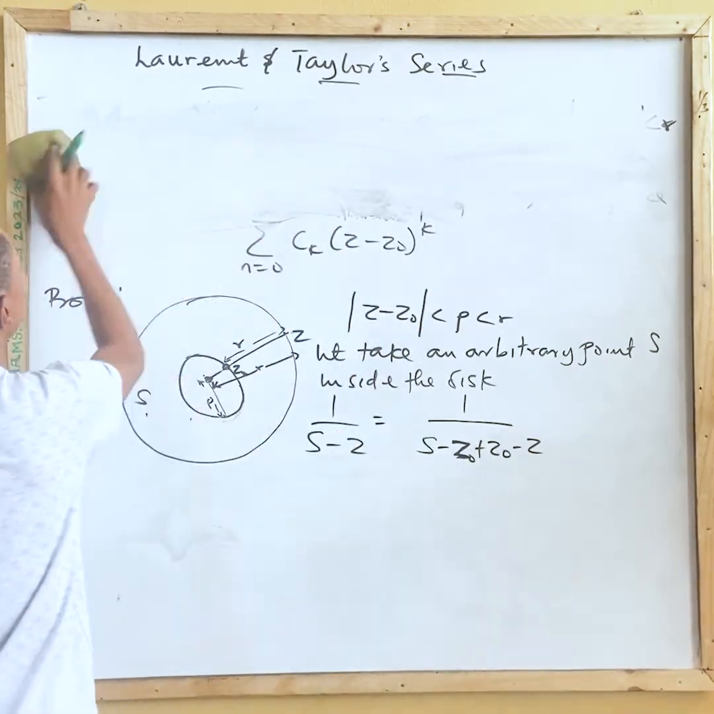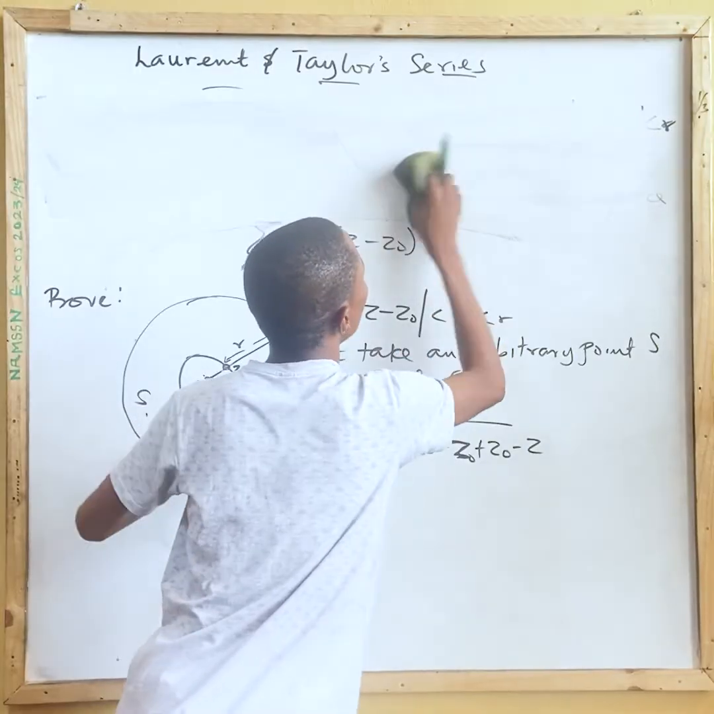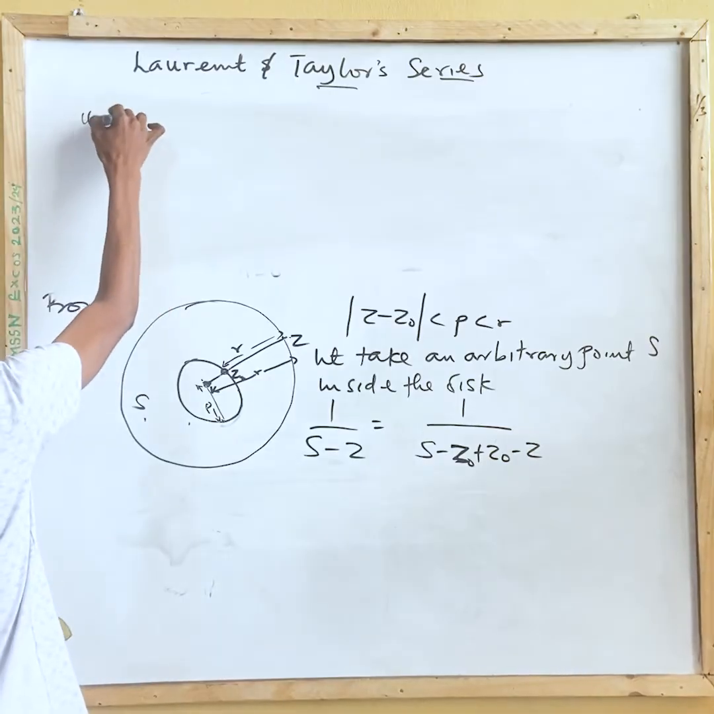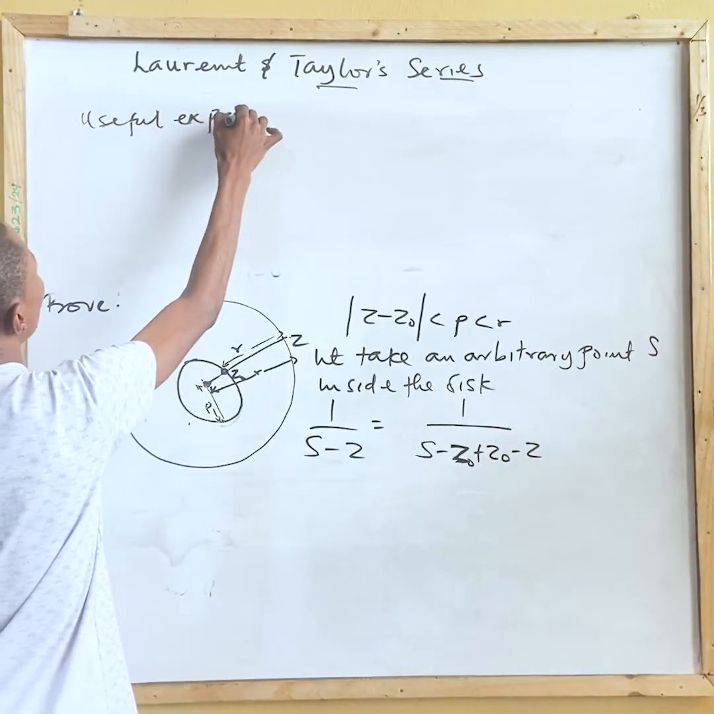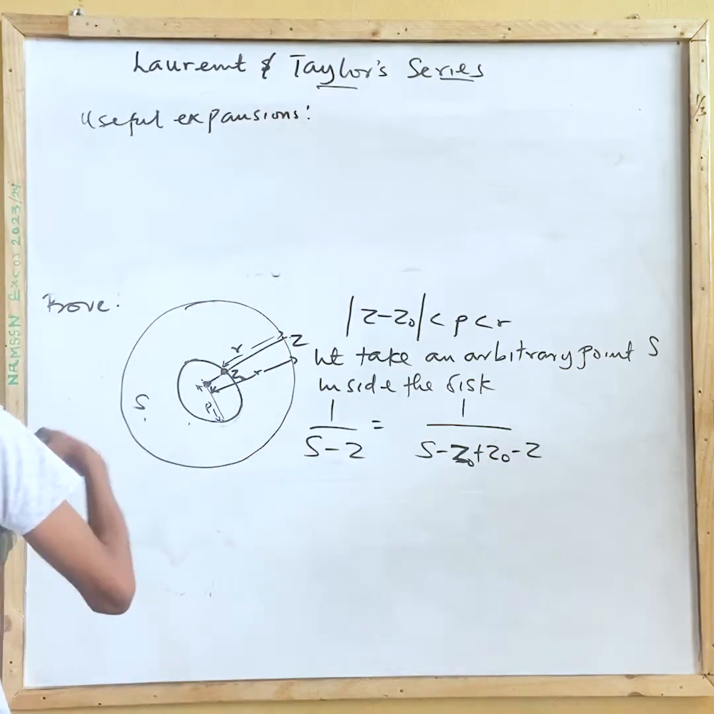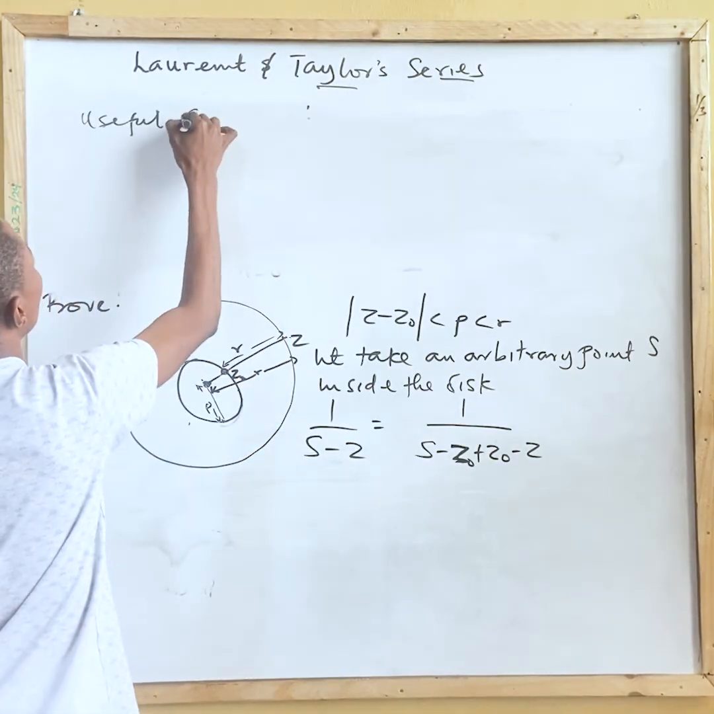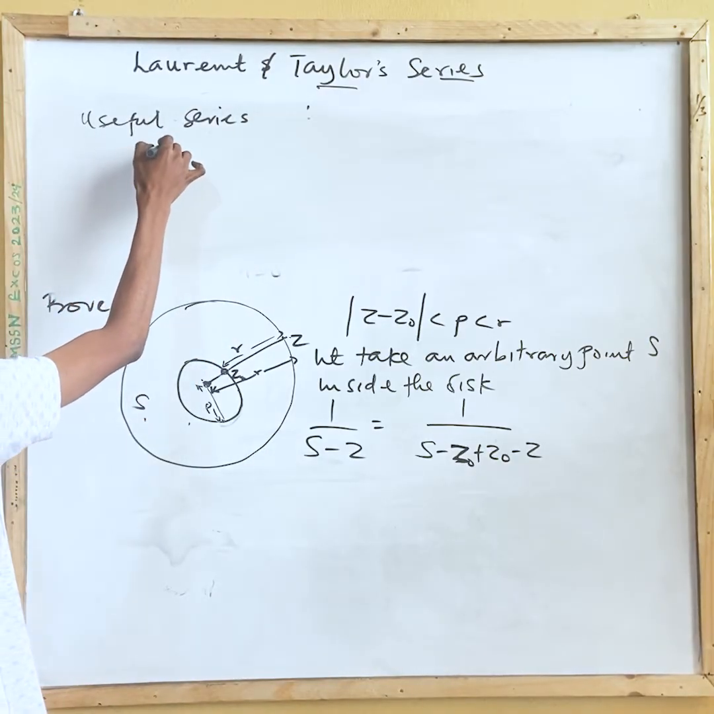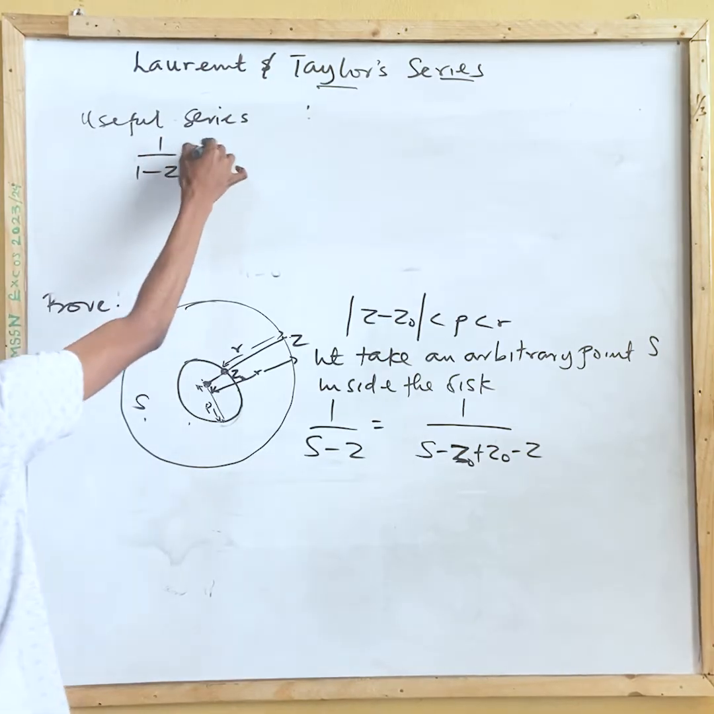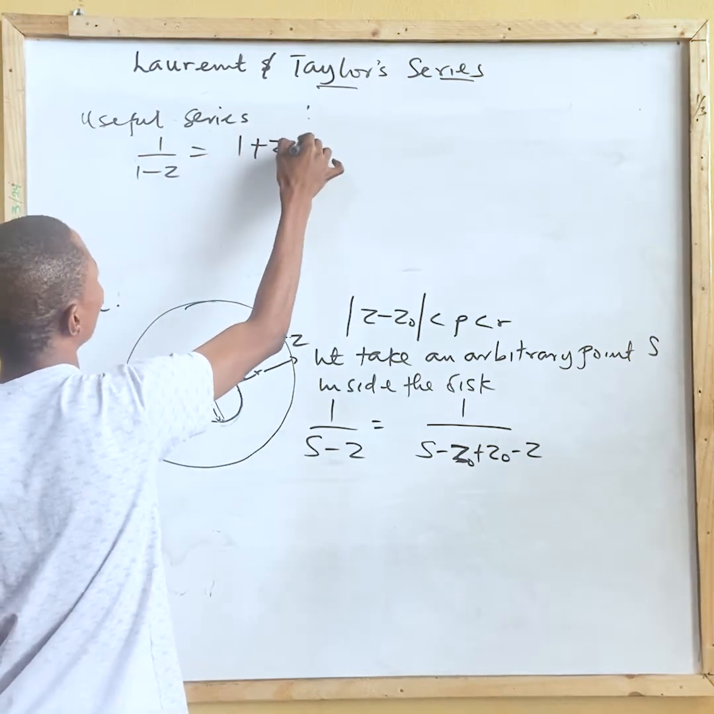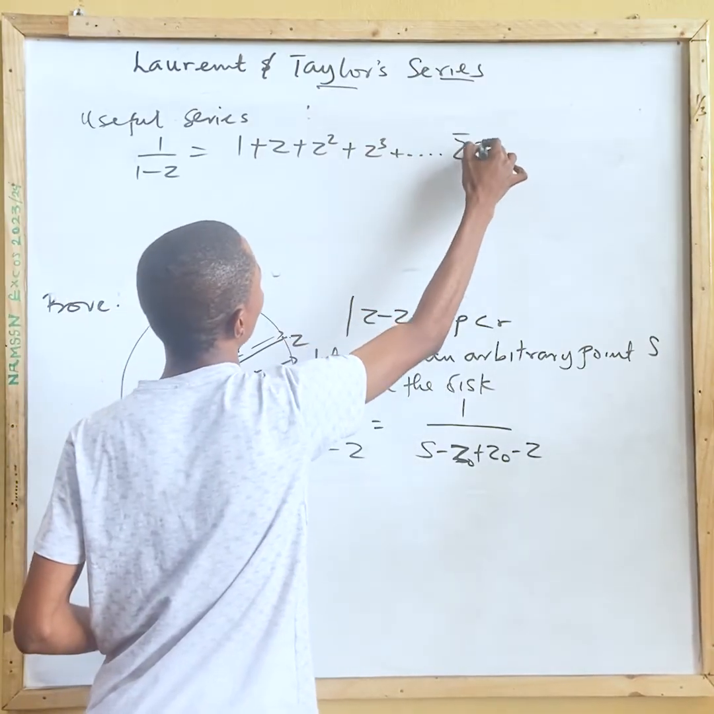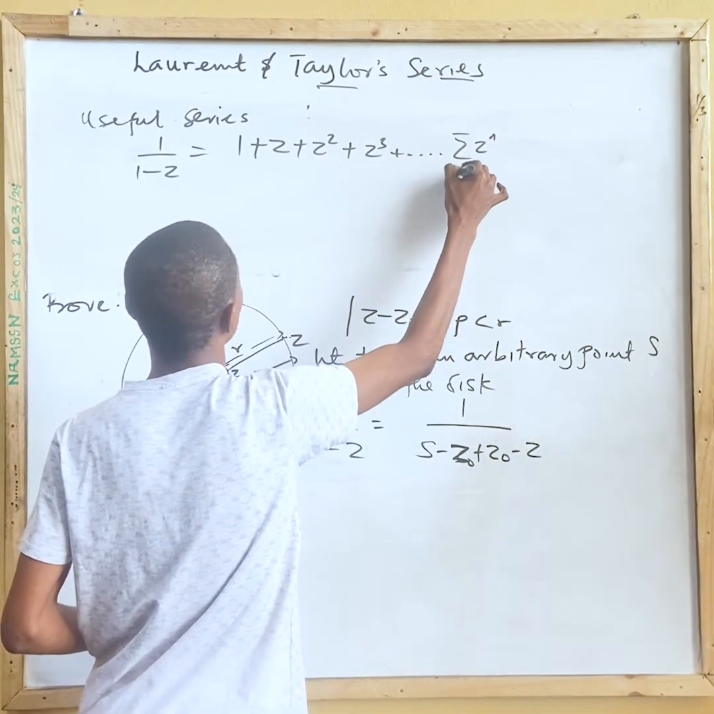Just put down at the back of the notes useful expansion, or let's say useful series. Anytime we see 1 minus z, or 1 over 1 minus z, it's like 1 plus z plus z square plus z cube plus on and on like that. That is a summation z raised to power n, where n starts from 0 to infinity.